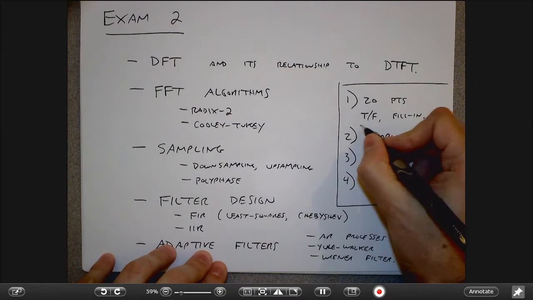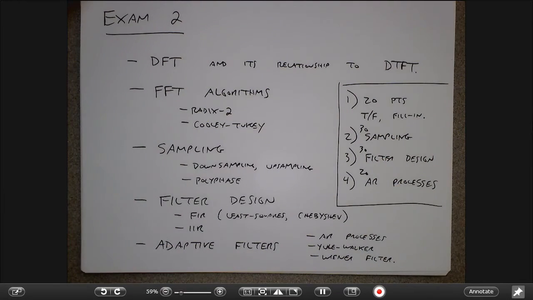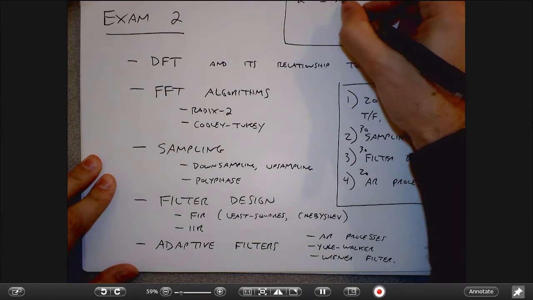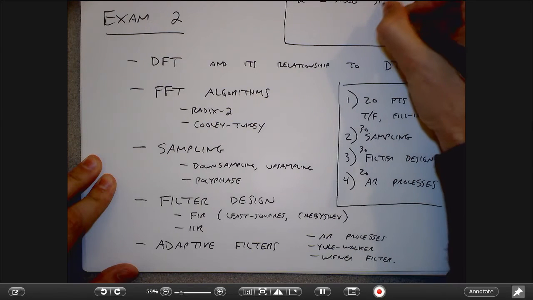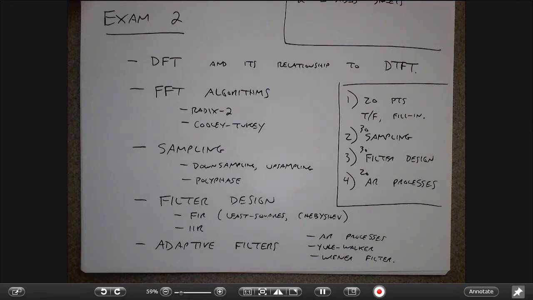So I think this is 30 points, this is 30 points, this is 20 points. So that's the way it's currently looking, and I don't think it's going to change too much between now and when you see it on Monday. Same as before, you can get 2 one-sided crib sheets, the one you used before and a new one, or if you want to have 1 two-sided crib sheet, that's fine.